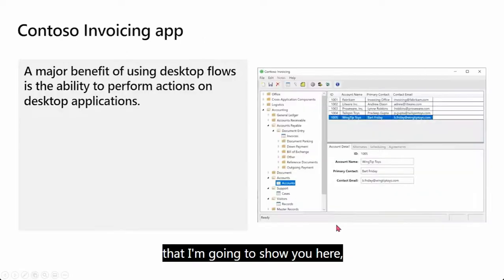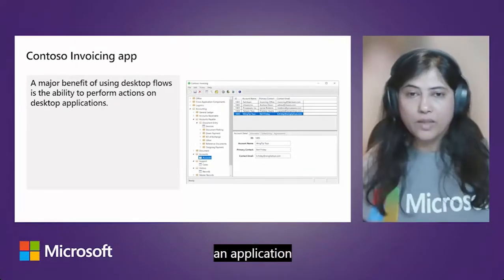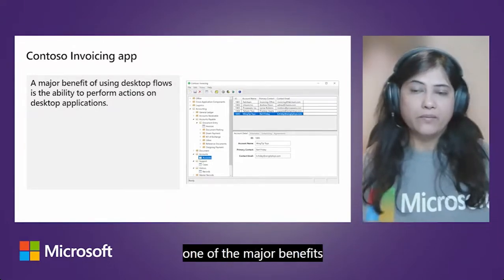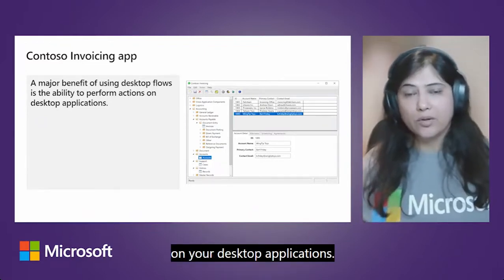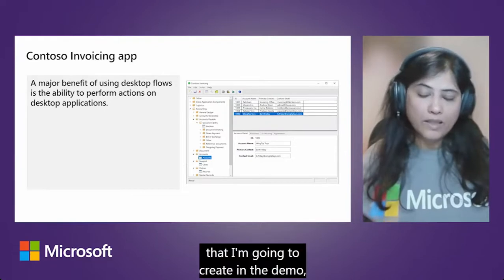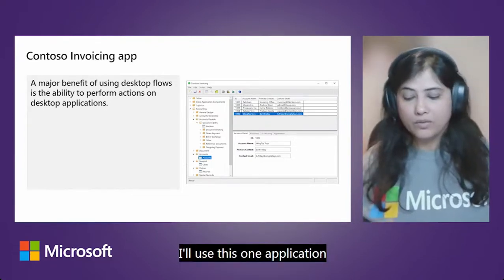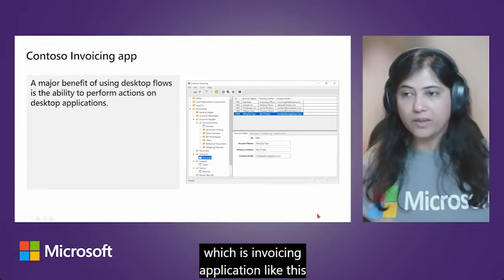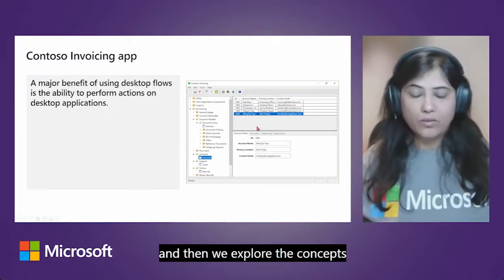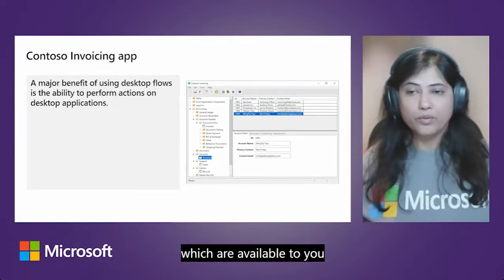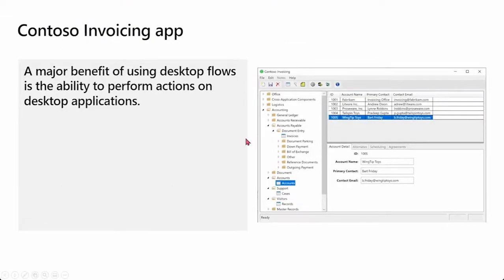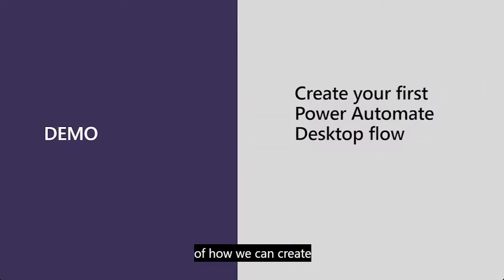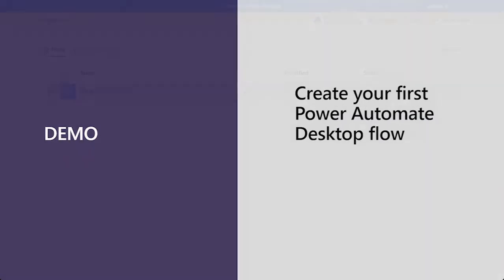Now for the demo that I'm going to show you here, I am going to use an application, because this is one of the major benefits of desktop flows, which is the ability to perform actions on your desktop applications. For the flow that I'm going to create in the demo, I'll use this invoicing application, and then we'll explore the concepts and the actions which are available to you in that desktop flow. So let's look at the demo of how we can create the Power Automate desktop flow first.